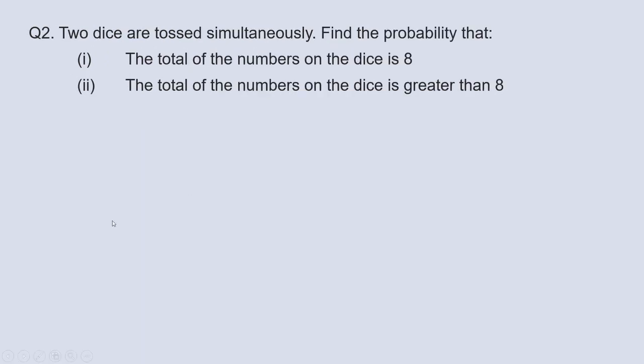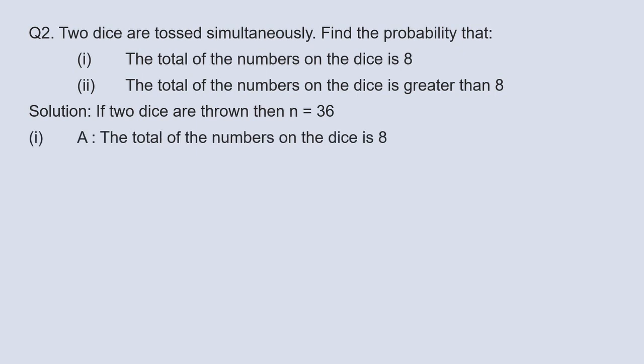Okay, now come to the second problem. Two dice are thrown simultaneously. Find the probability that the total of the numbers on the dice is 8, and that the total of the numbers on the dice is greater than 8. So again, since two dice are thrown, the total number will be n is equal to 36. Now I am not again writing the sample space. I hope all of you have understood what the possible values of the sample space will be.